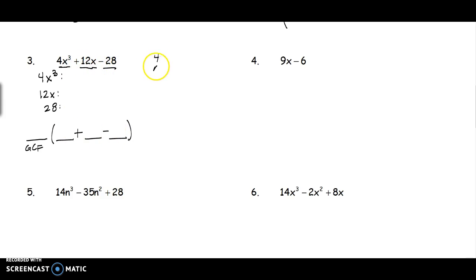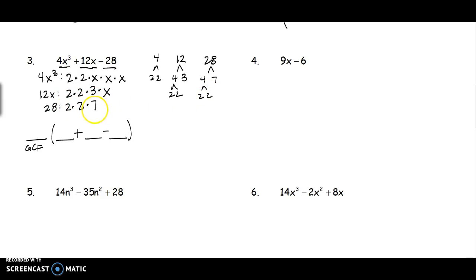So we have to do our factor tree. So 4 is 2 and 2. So it's 2 times 2. And then we have x to the third, so 3 x's. The next number is 12. That's 4 and 3, 2 and 2. So we'd have 2 times 3 times x. And 28 is 4 times 7. And 4 is 2 and 2. So we have 2 times 7, and no variable.